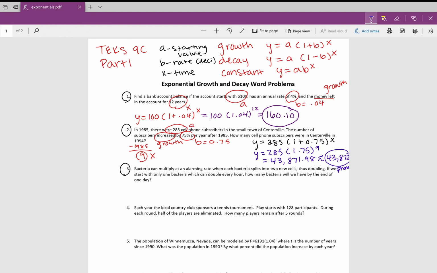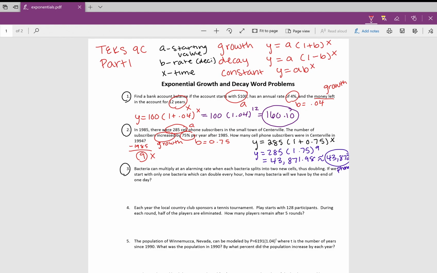Okay, number 3. Number 3 says bacteria can multiply at an alarming rate when each bacteria splits into 2 new cells, thus doubling. If we start with only one bacteria, which can double every hour, how many bacteria will we have by the end of one day? Okay, so we're going to go through this and start labeling.